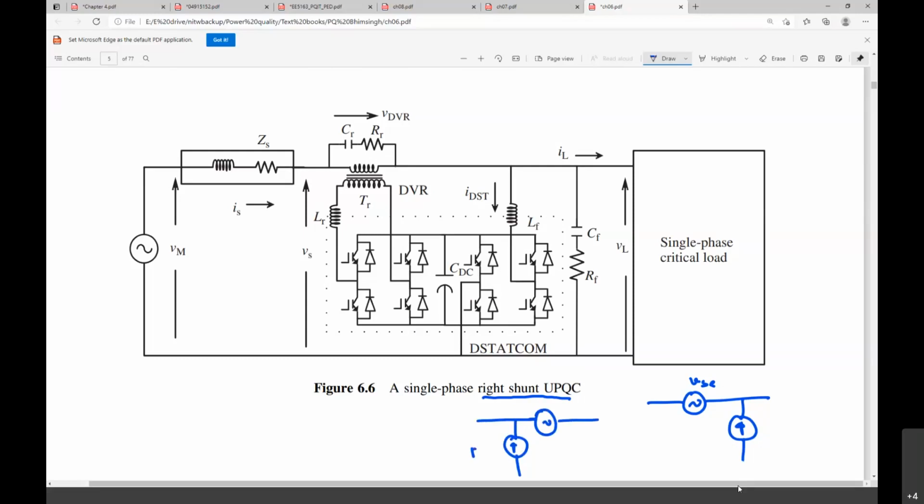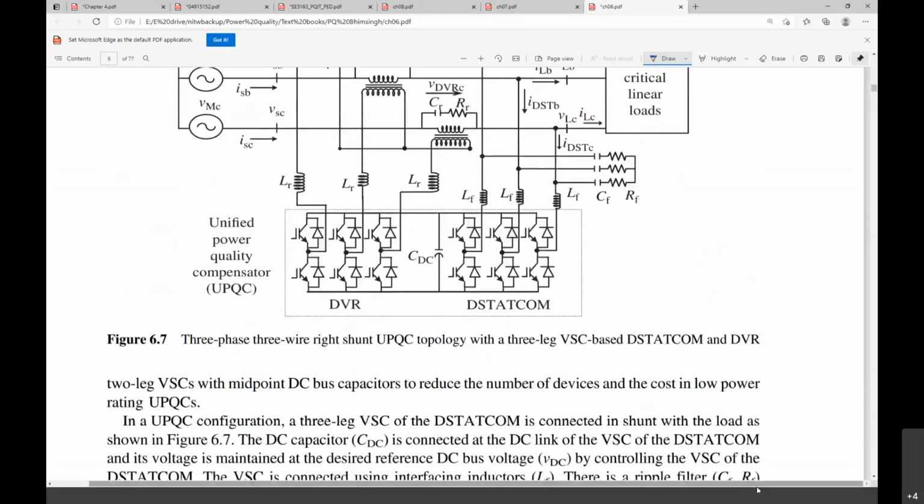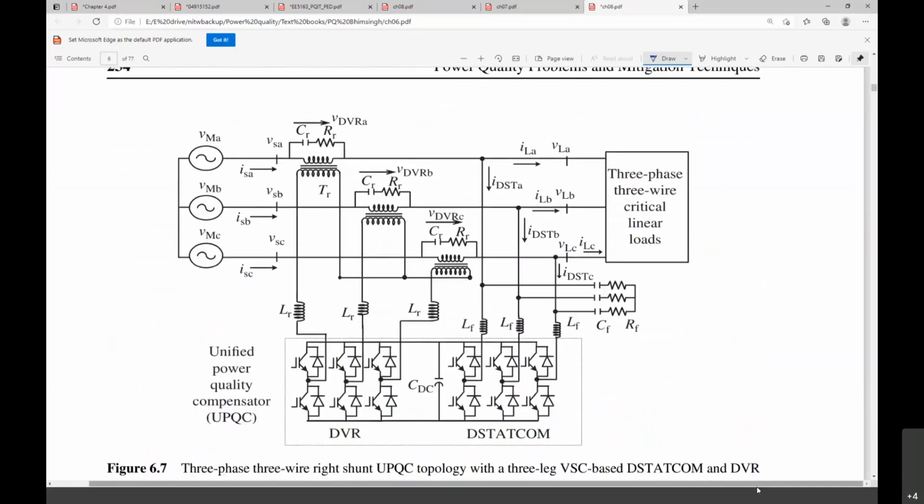This is about the D-STATCOM, and this is about the DVR. Topology wise, this is how it looks. This is for the case of a three-phase, three-wire, right shunt kind of combination. Generally, people prefer the right shunt UPQC topology, that is, the right side of this particular D-STATCOM. This is about the three-phase, three-wire D-STATCOM.